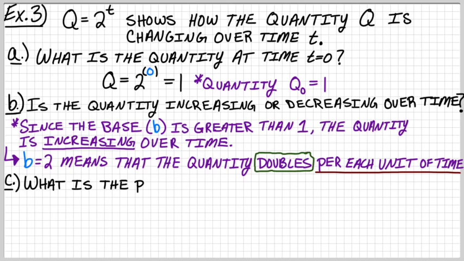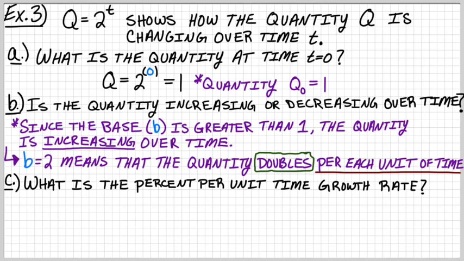And then part C. What is the percent per unit time growth rate? So if that was years, you could think of it as what's the percent per year growth rate. But we're just going to keep it more general. We're going to say what is the percent per unit time growth rate? Okay, so we know the growth factor is 2. So at what rate is that increasing? The base, which is b, that's 2.